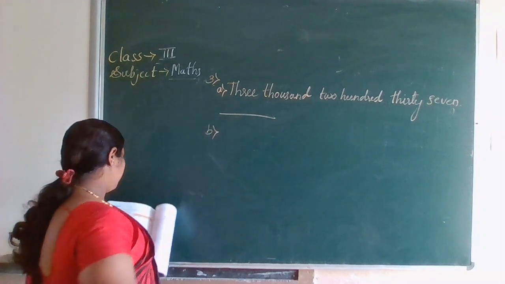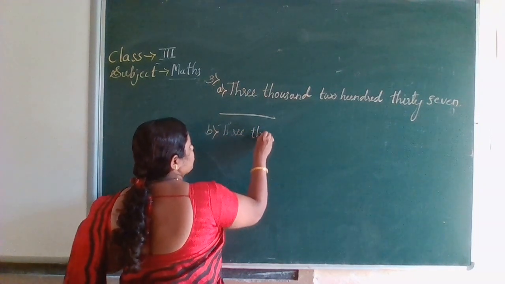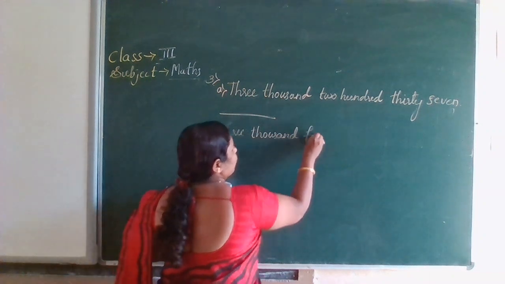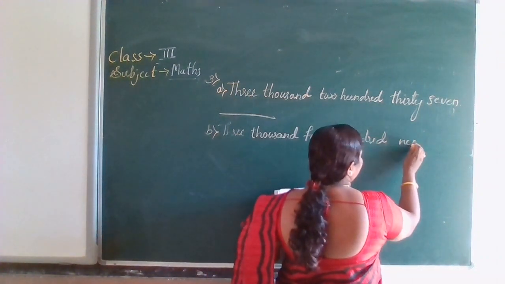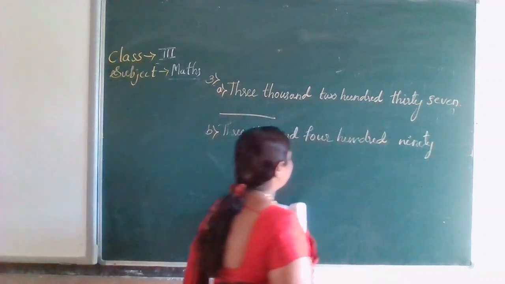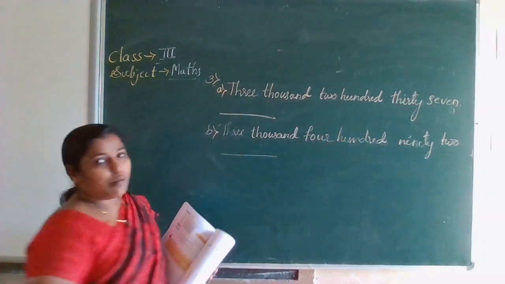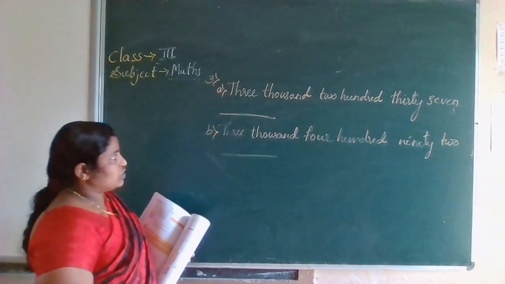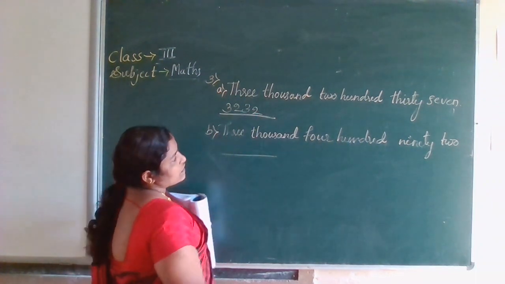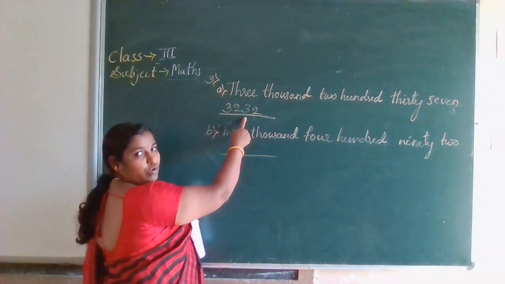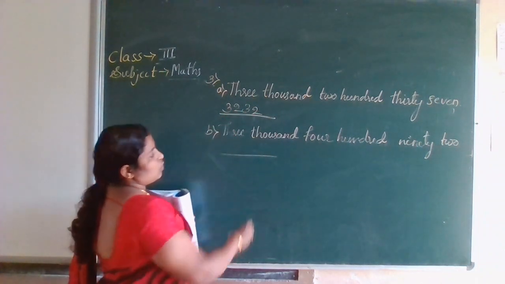B. Three thousand, four hundred ninety-two. So they have given the number name, we have to write the numeral. 237. 7 is in the ones place, 30 in the tens, 3 into 10, 30, then 200, 2 into 100, 200, then 3000.